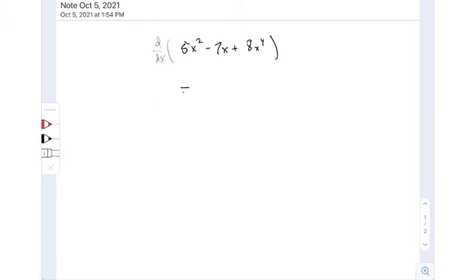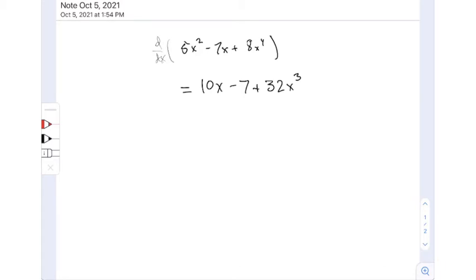anyone want to just shout it out? If you know what you're doing, you can just say the answer, basically. 10x minus 7. I like that. 10x minus 7, what else? Yeah, you gotta multiply something here. 32x cubed, right? That's 4 times 8 is 32.